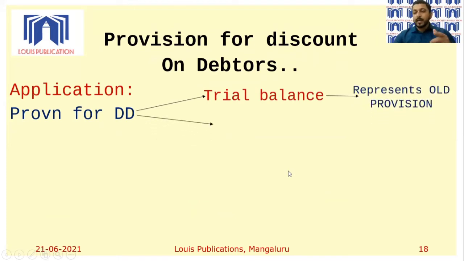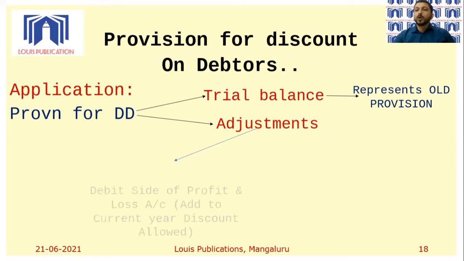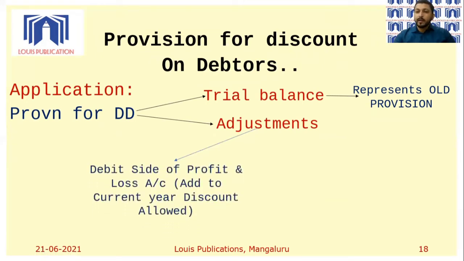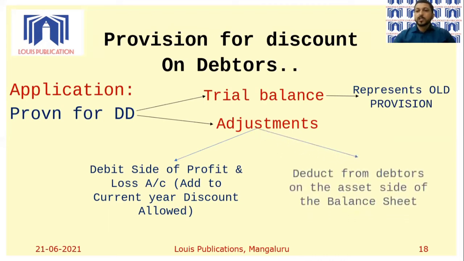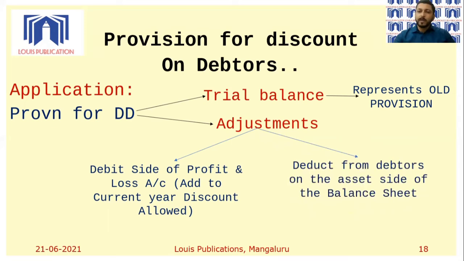If it is given as an adjustment, that means it relates to the current year, it has to be given two effects, and one of the effects will be you are going to debit it to profit and loss account. You will record it on the debit side of profit and loss account, and if there is a discount allowed in the year, you are going to add provision for discount on debtors to such discount allowed in the current year. Remember this. And the second effect will be on the asset side of the balance sheet, you are going to deduct it from debtors.